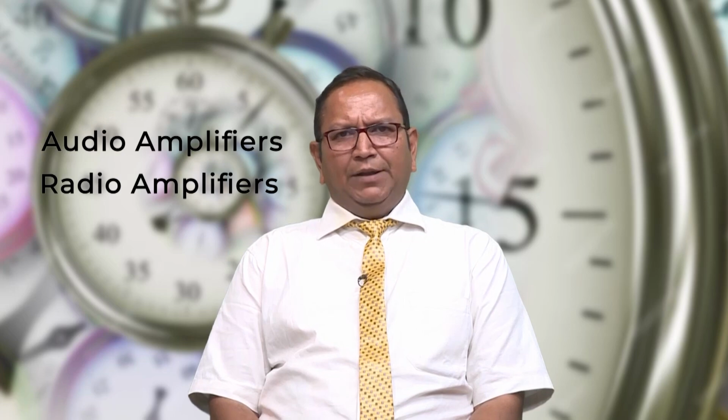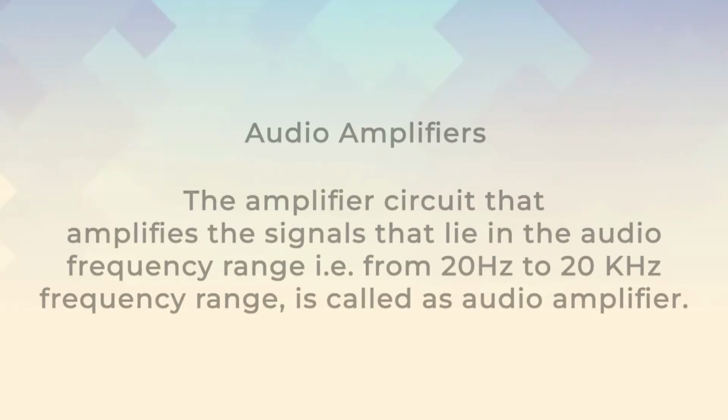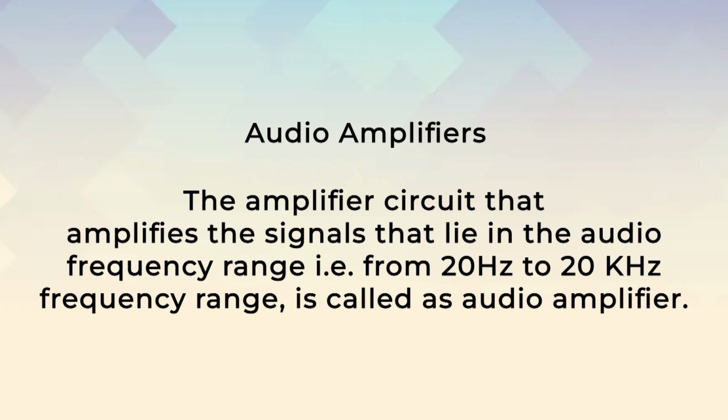Next one is amplifier classification based on the frequency range. Depending upon the frequency range of the signal being used, they are audio and radio amplifiers. The audio amplifier is the amplifier circuit that amplifies the signals that lie in the audio frequency range, that is from 20 hertz to 20 kilohertz, and is called an audio amplifier.